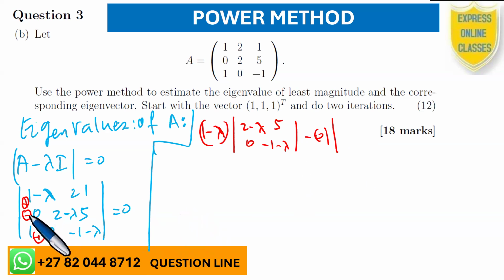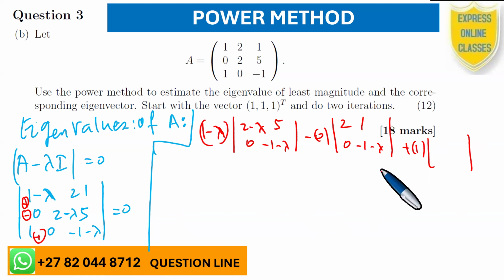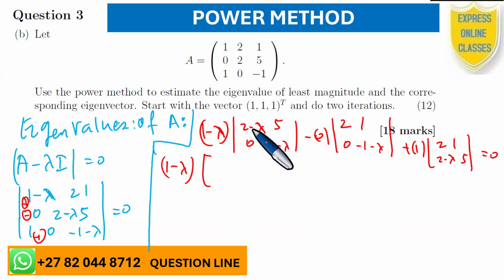Now you come to this one. So you're going to block this and that. 2, 1, 0, minus 1 minus lambda, plus 1, 2, 1, 2 minus lambda, then 5. It must be 0. 1 minus lambda. This times this is 2 minus lambda minus 1 minus lambda.